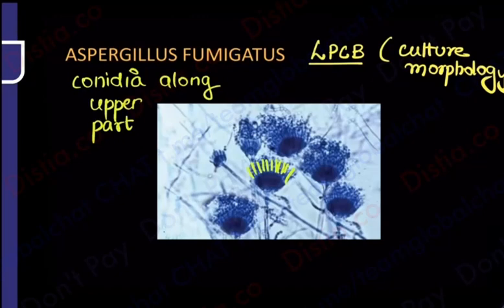How did I learn this? See guys, where will the fumes be? Fumes and smoke always go up. So I will always see something which is only along the upper part because I consider these as fumes. So you will say they'll only be seen along the upper part. Versus, look at the next one.